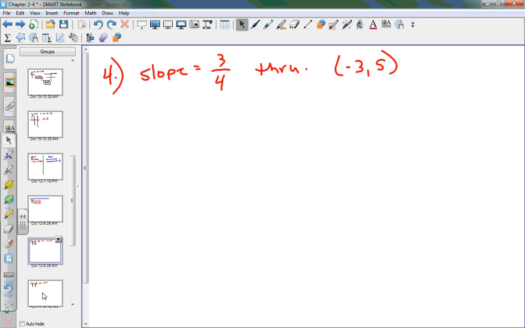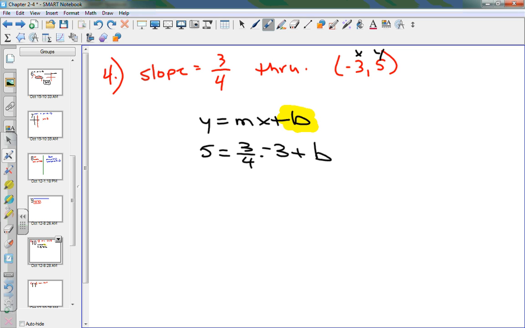Number 4. We have a time limit on this one? No, it's not. I give you the slope 3/4 going through the point, negative 3/5, and what formula do we have to use? We have to use y equals mx plus b. So now, what do I label my point? X and y. What stays and what goes? B stays, everything else goes. So what's y? M, X, B stays. What do I do with that negative 3?